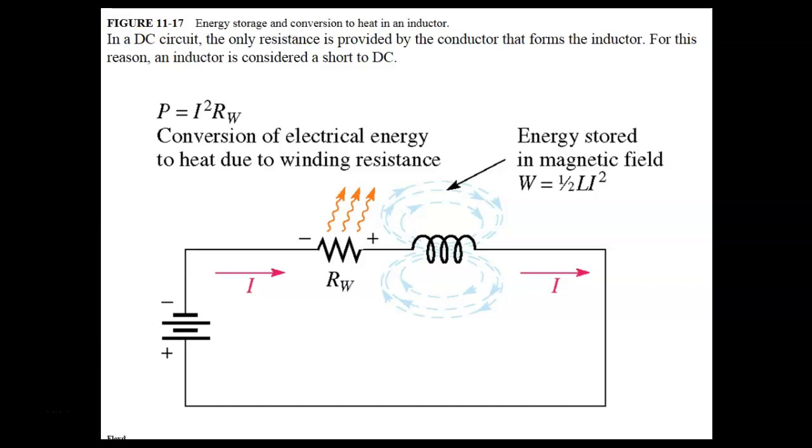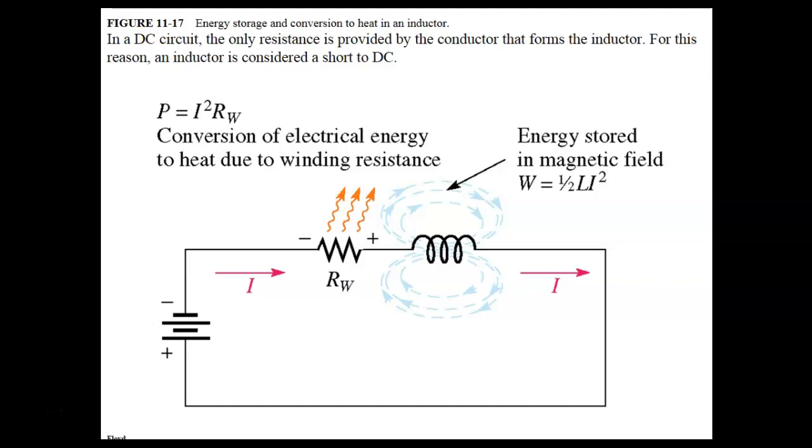In DC circuits, the only resistance provided is that formed by the conductor, the R of the wire. For this reason, the inductor is considered to be a short for DC. Might not necessarily be a short. This guy right here is a 500 millihenry inductor. If you measure it, I forgot how many ohms it's got. I'm not going to give these out because somebody will break that wire.